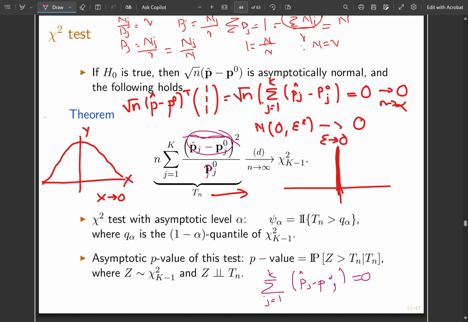And we also talked about why the degrees of freedom is k minus 1 instead of k, because this Gaussian parameter vector lives in k minus 1 dimensions, not in k dimensions. And because of that reason, the degrees of freedom is k minus 1.